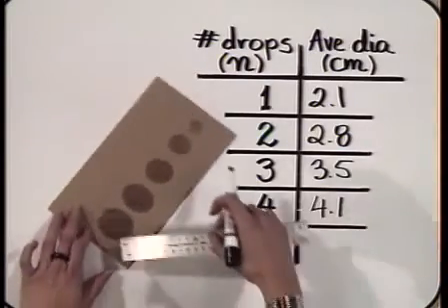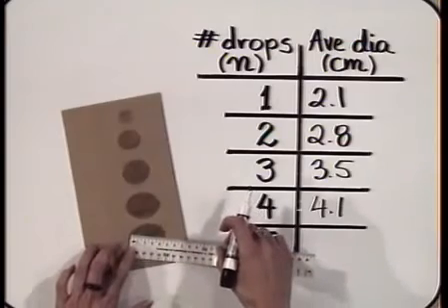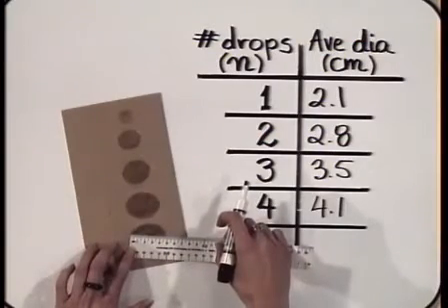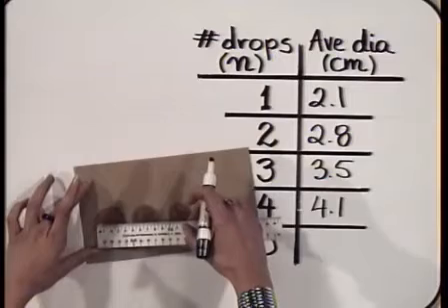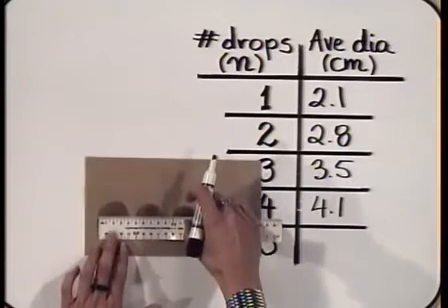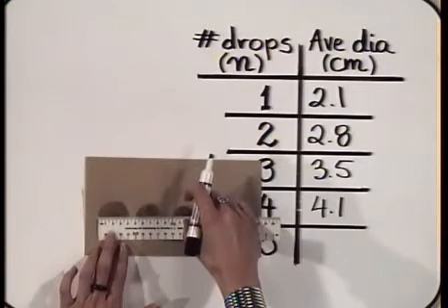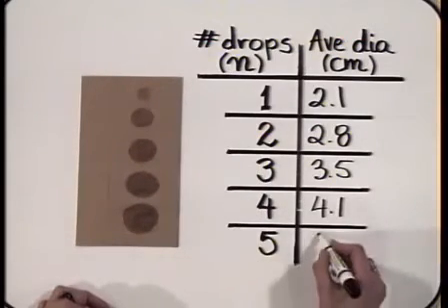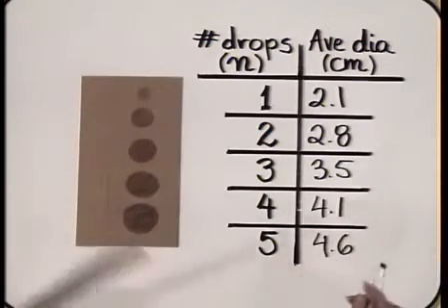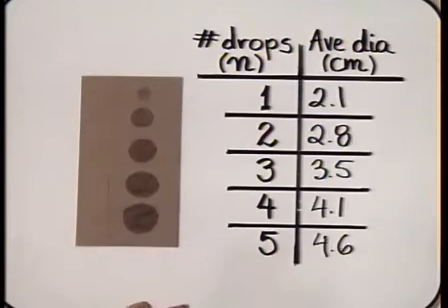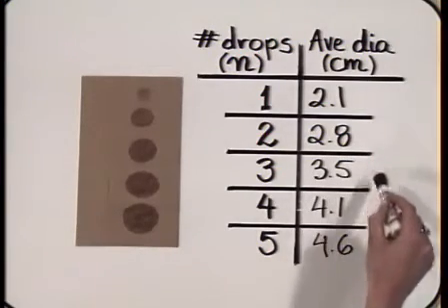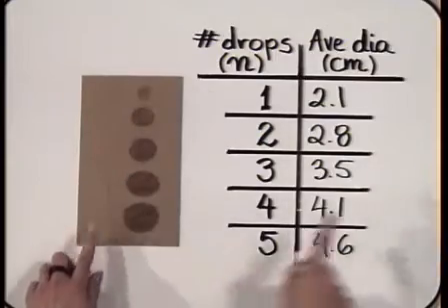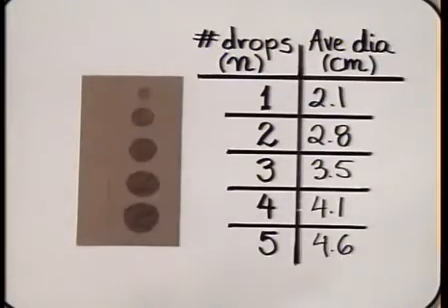And the last one, let's take a long one here, 4.8, and a shorter one, that's about 4.4. Between 4.4 and 4.8, 4.6 is a good number. So here we have the average diameters of these. It's not perfect, but it's good enough.